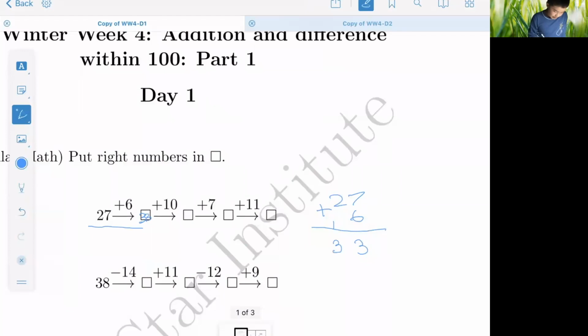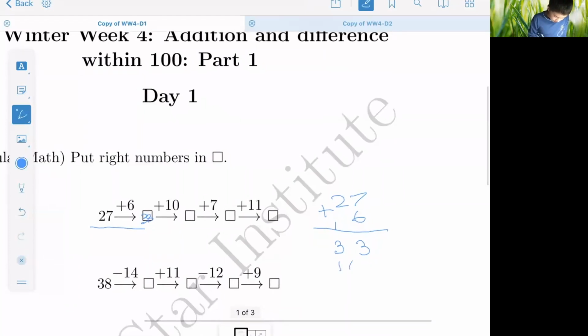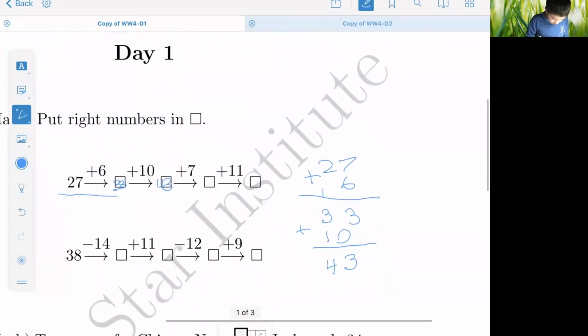Now we must add 10 to 33. 3 plus 0 equals 3. 3 plus 1 equals 4. That means this box is 43. Now we can move on to 43 plus 7. 3 plus 7 equals 10. We move over the 1 and write 0 in the units digit. 4 plus 1 equals 5. So this box is 50.